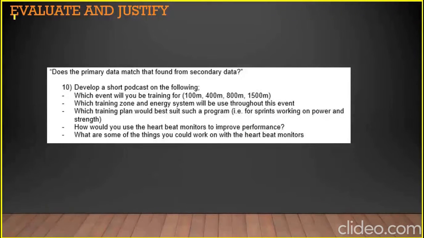The evaluate and justify stage of the lesson asks students to examine the validity of secondary and primary data. Additionally, it asks them to evaluate the type of training sessions that would benefit the track activity they are doing. They are here to justify their choices in podcast form.